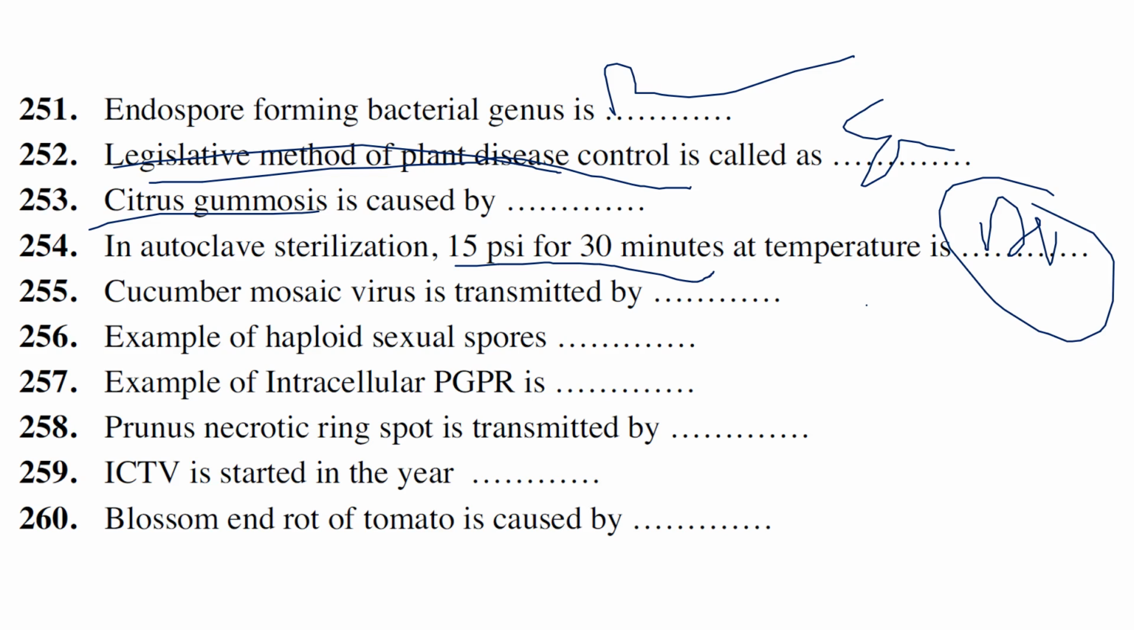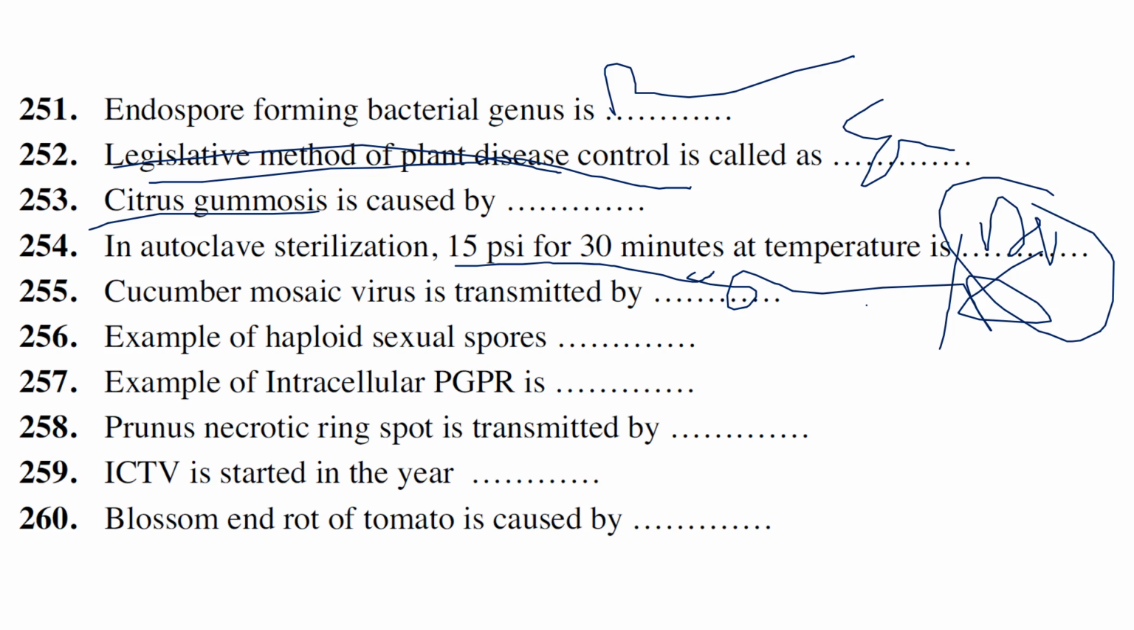Cucumber mosaic virus is transmitted by? So cucumber mosaic virus is generally transmitted by sap transmission and also transmitted by aphids. If it is transmitted by two means, it is called bimodal transmission. Best example, cauliflower mosaic virus can also be transmitted by aphids as well as sap.